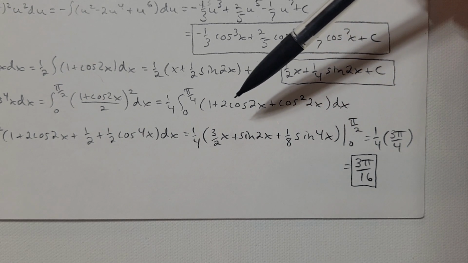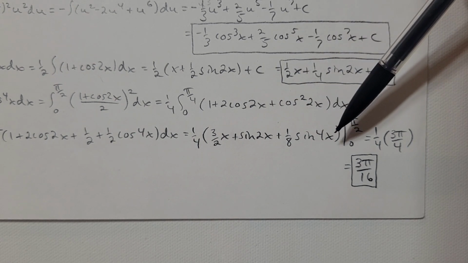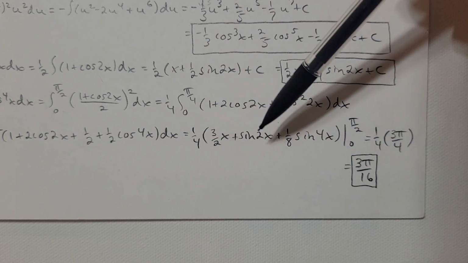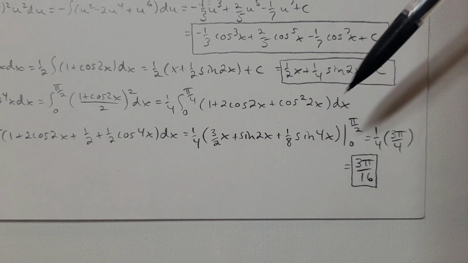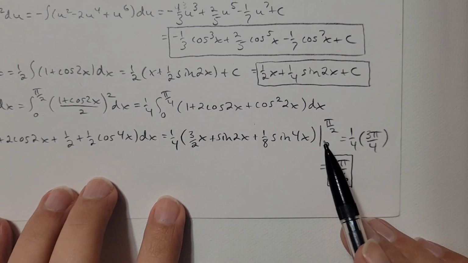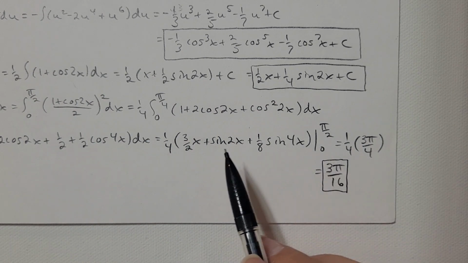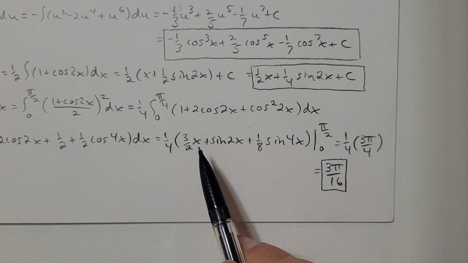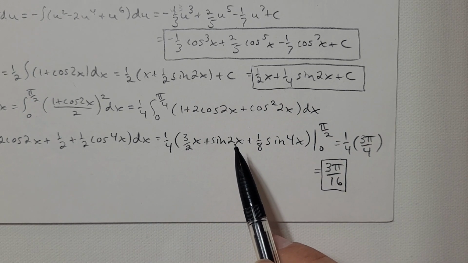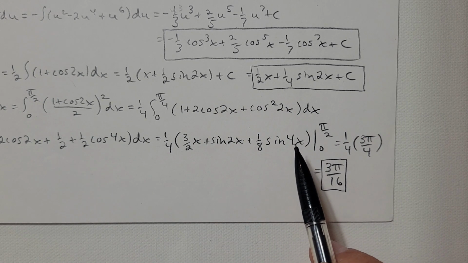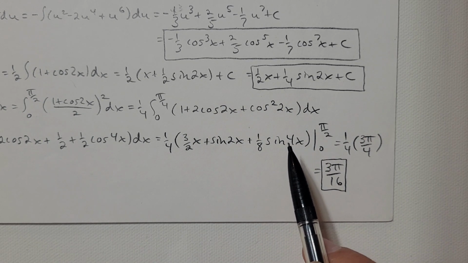Okay? Because you're going to have sine of 4x divided by 4 times 1/2. Going to give you the 1/8 there in front. So then the next thing that I do is plug in the bounds. I plug in the upper bound first, lower bound second. So when I plug in pi over 2, I get 1/4 times 3 pi over 4 plus sine of pi, that's 0, plus sine of 4 times pi over 2, that's sine of 2 pi, that's 0.